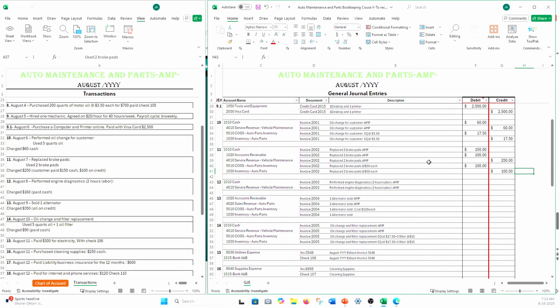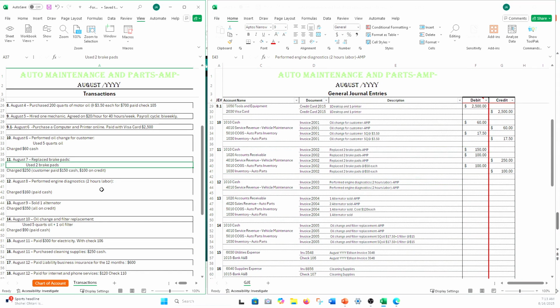And look here, we have 1, 2, 3, 4, 5 accounts. So we have in one transaction 5 accounts, so this is a compound journal entry. Okay, let's continue with number 12.